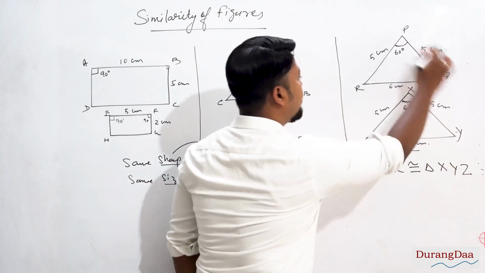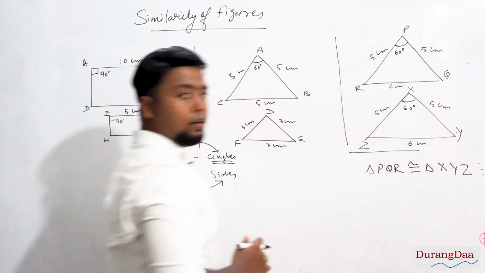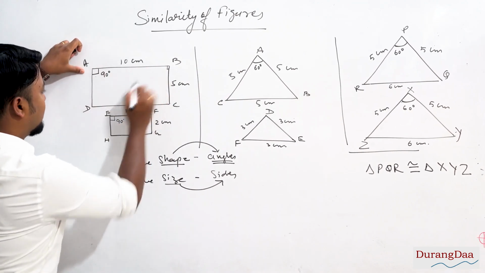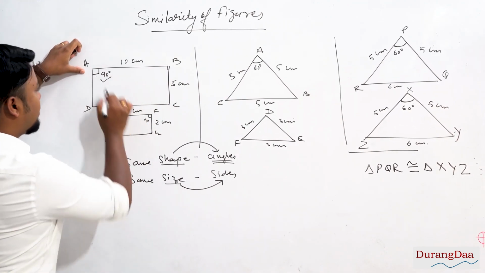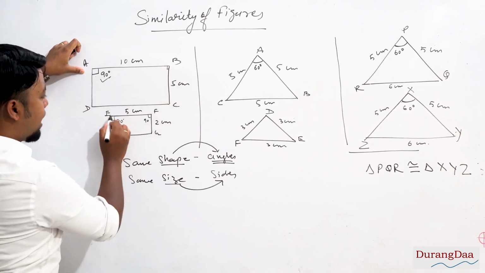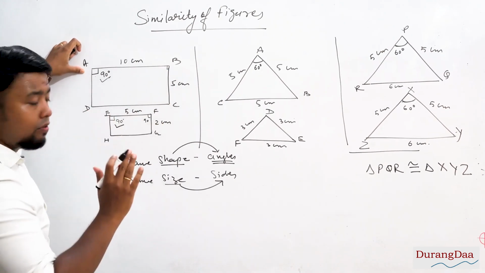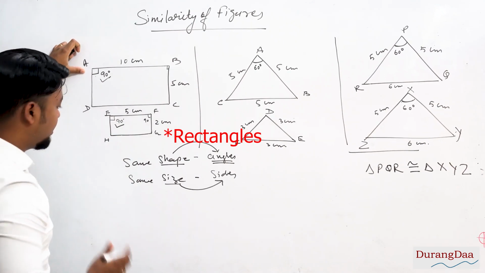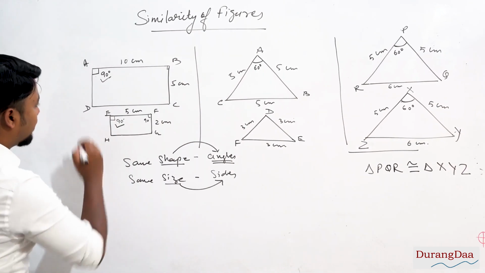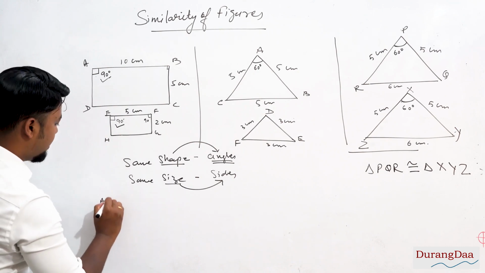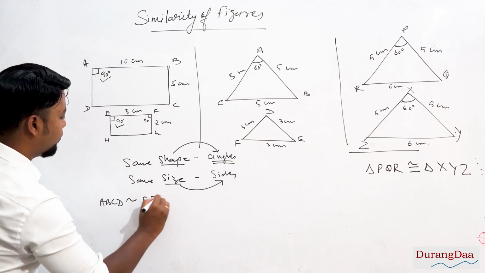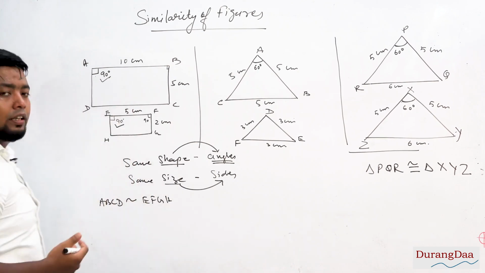XYZ, PQR XYZ. But in this situation, if you look, the corresponding angles are equal, but the corresponding sides, this is 10 and this is 5, it is not equal. So here the two triangles are not congruent, but they are similar. So here I can write that ABCD is similar to EFGH. Both the figures are similar.